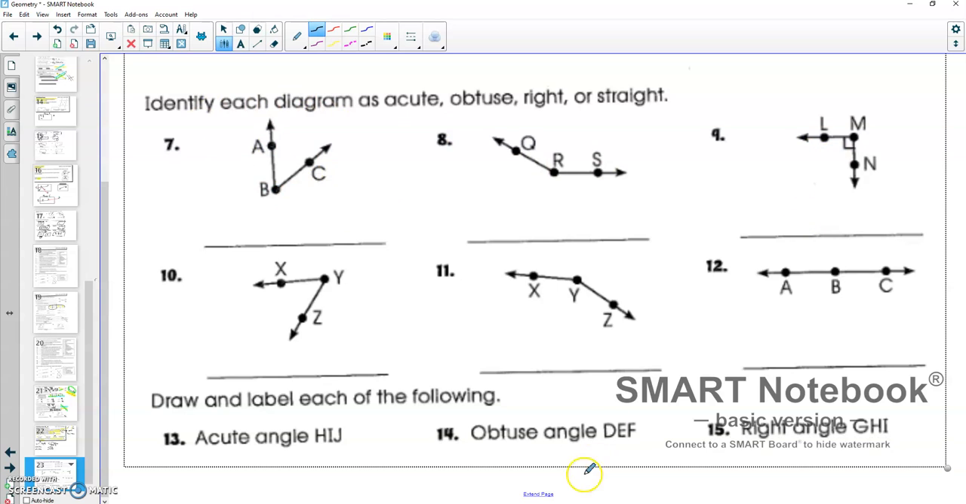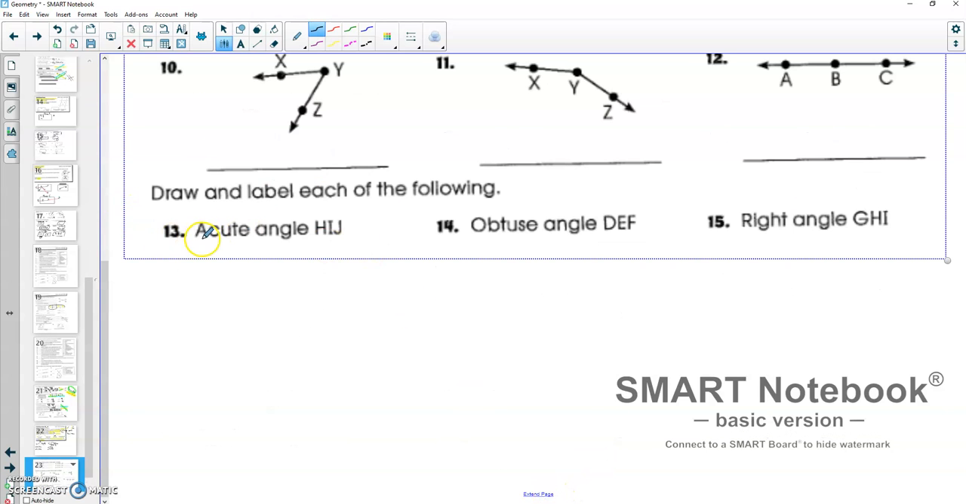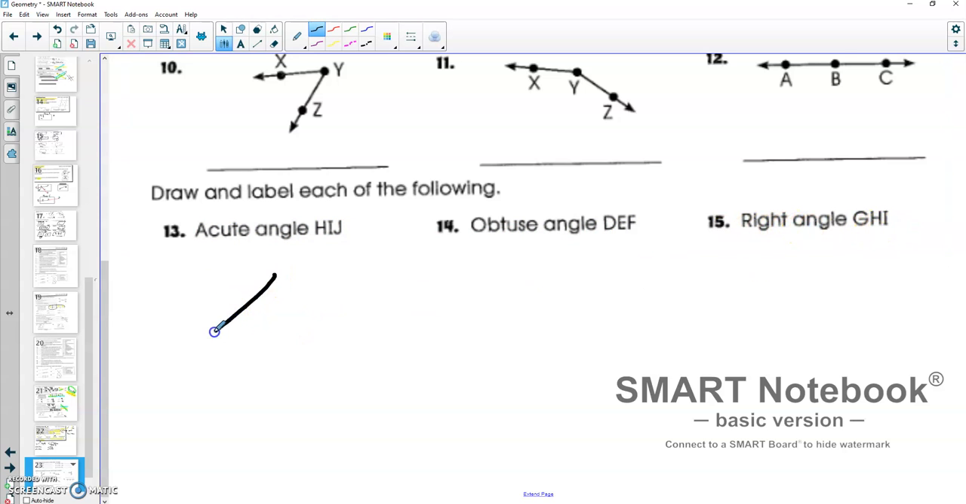Do it throughout. The last part is draw and label each of the following: an acute angle, HIJ, obtuse angle, DEF, and right angle, GHI. So when you're drawing, acute, obtuse, right, don't forget to label it. Okay? There are other activities I want you to try out. Today's a busy day.